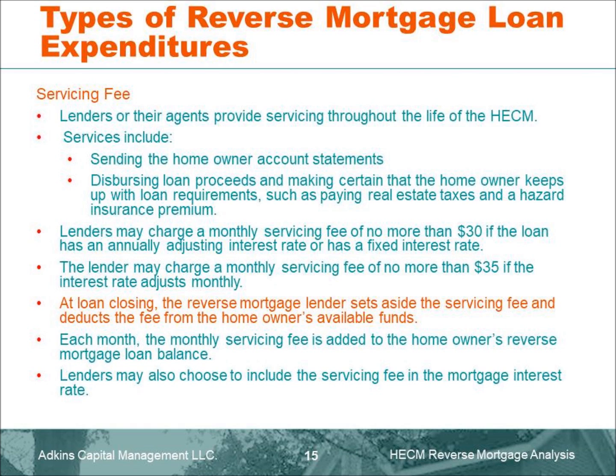Lenders may charge a monthly servicing fee of no more than $30 if the loan has an annually adjusting interest rate or has a fixed interest rate. The lender may charge a monthly servicing fee of no more than $35 if the interest rate adjusts monthly. At loan closing, the reverse mortgage lender sets aside the servicing fee and deducts the fee from the homeowner's available funds. Each month, the monthly servicing fee is added to the homeowner's reverse mortgage loan balance. Lenders may also choose to include the servicing fee in the mortgage interest rate.